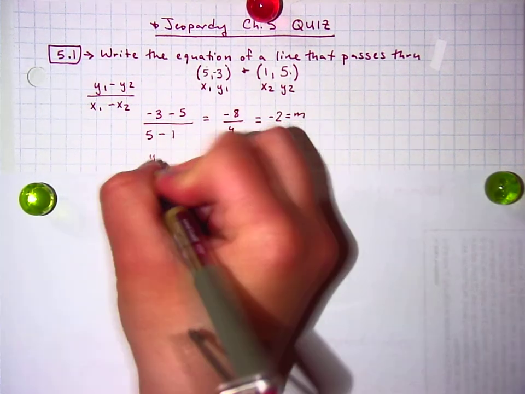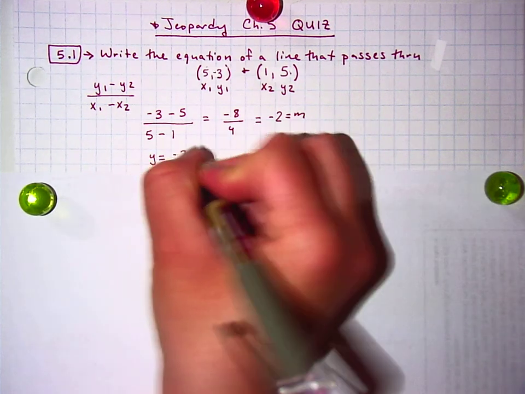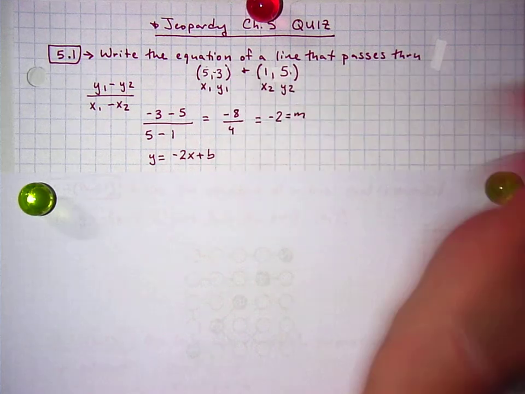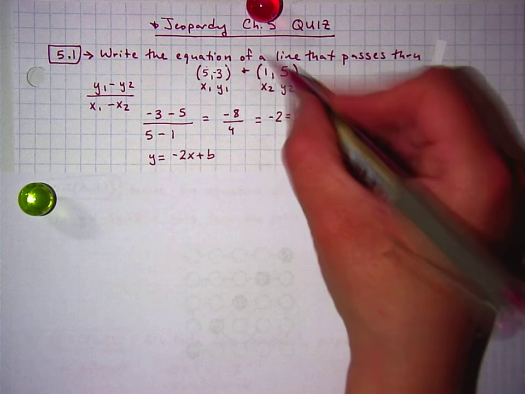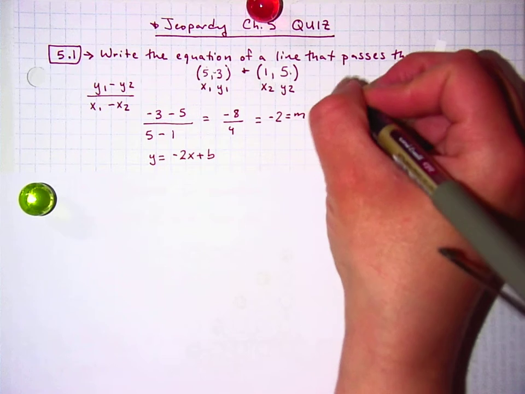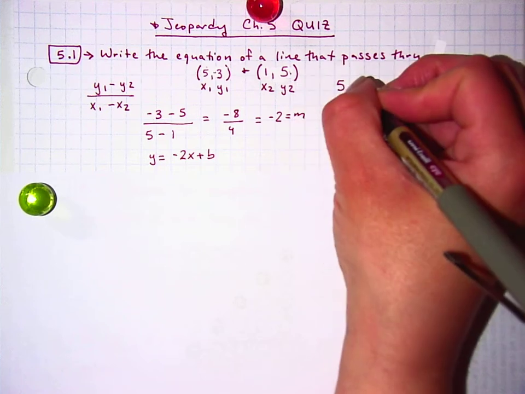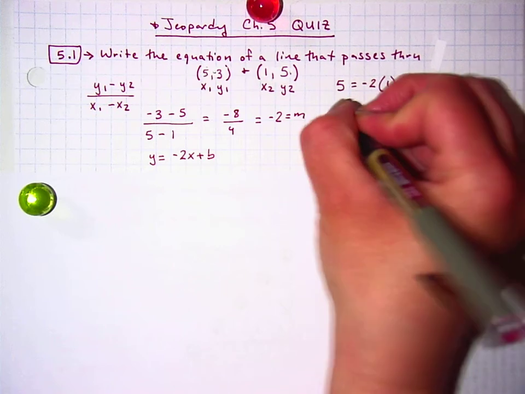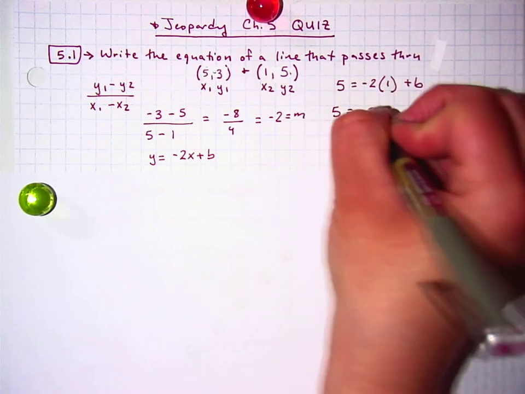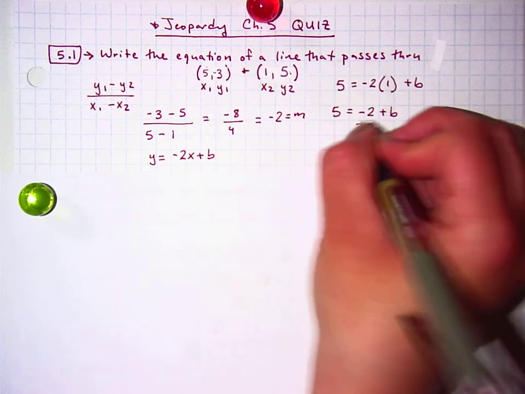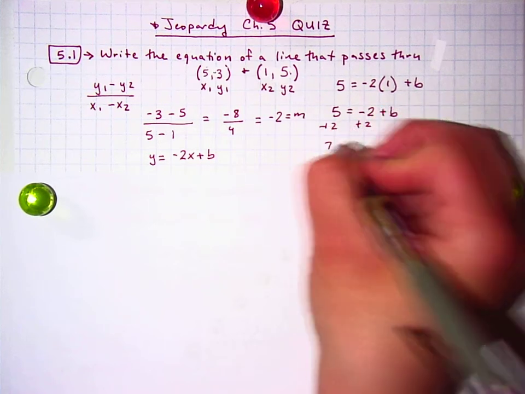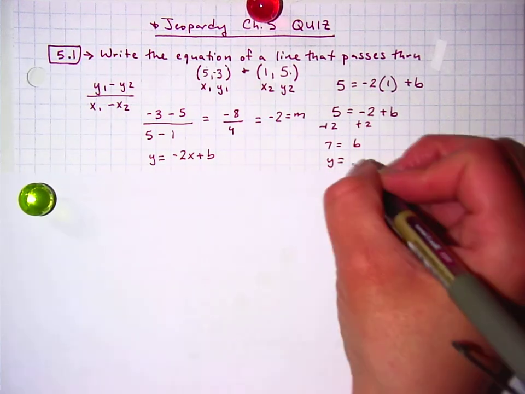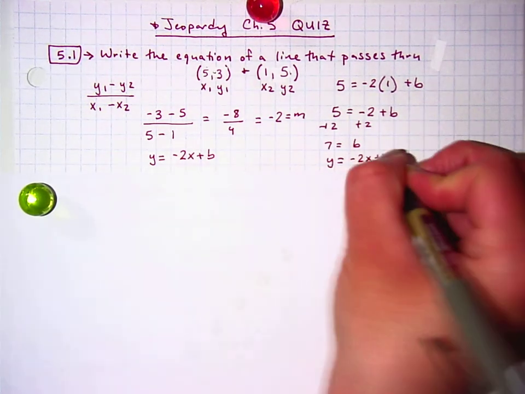So now I can write that in on my equation. y equals -2x plus b. And then, for my final thing, I've got to plug in one of these points. I'm going to pick the one that looks easier, so I'm going to pick that 1, 5. So 5 is my y. 5 equals -2 times 1, which is my x, plus b. So that's 5 equals -2 plus b. Add 2 to both sides, and I get 7 equals b. So my final equation is y equals -2x plus 7.